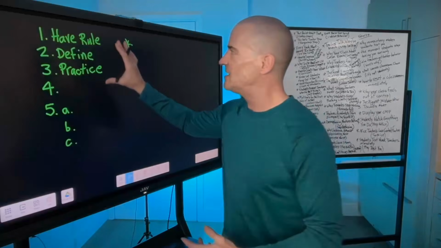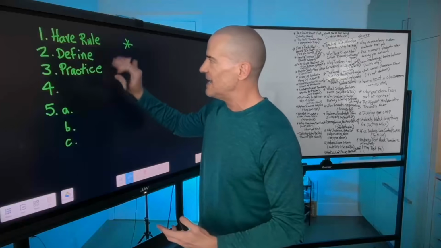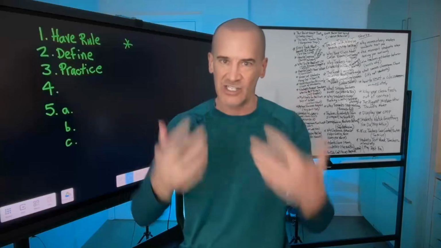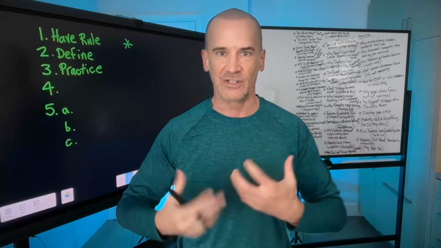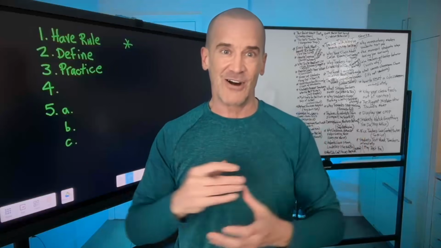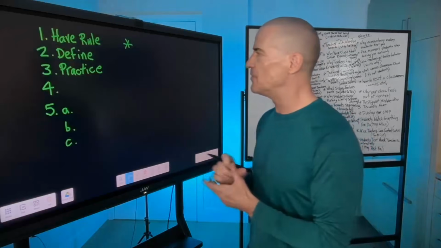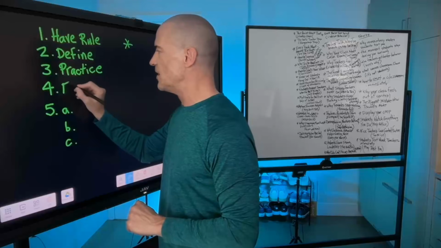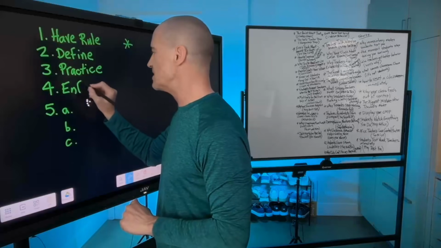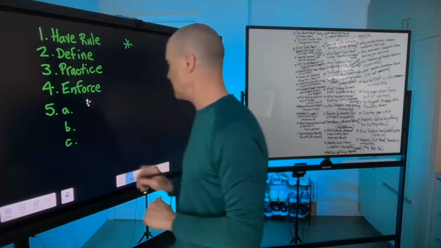It's just to be clear about what the rule is in the class and to practice what it looks like. You still may have students who have some emotional control issues and are going to call out and interrupt you. And that's where we get to number 4. Part of that is, of course, you're going to enforce that rule. You absolutely have to enforce the rule.